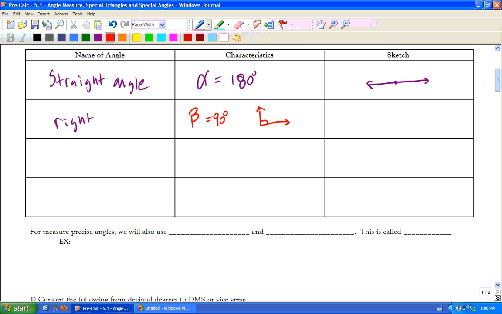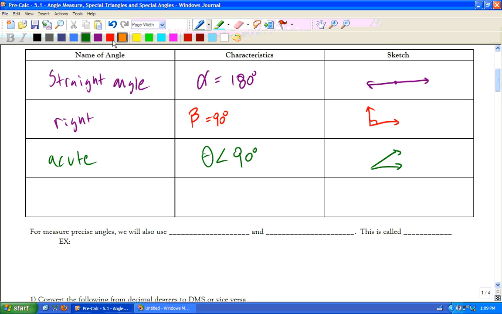In other words, if you were to make these rays into lines, those would be perpendicular. And that's our sketch. Perpendicular is another way to say those two rays. When our angle is less than 90, so in this case we'll say theta is less than 90 degrees, it's called an acute angle.